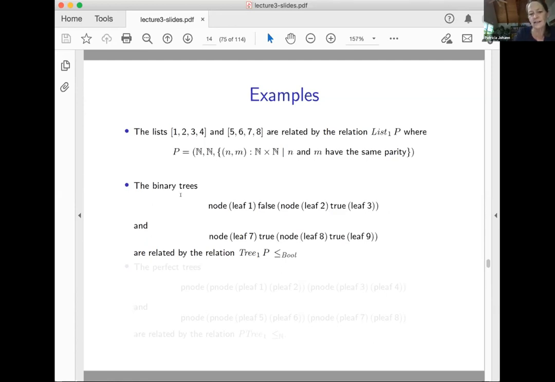Okay, and that makes sense because they have the same shape, right? And component-wise, or data-wise, the same things in the same shape are related by these relations. So 1 and 7 have the same parity, false is less or equal to true, 2 and 8 have the same parity, true is less or equal to true, and 3 and 9 have the same parity.